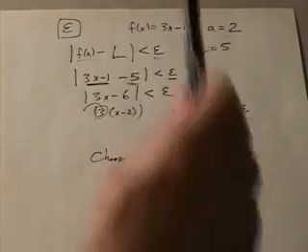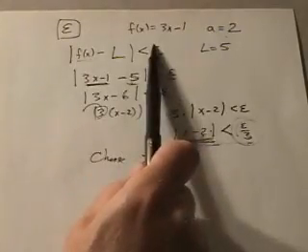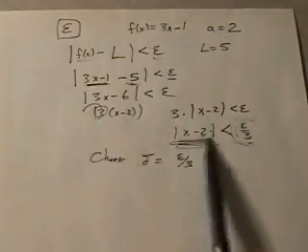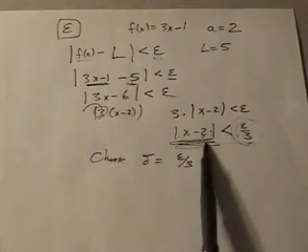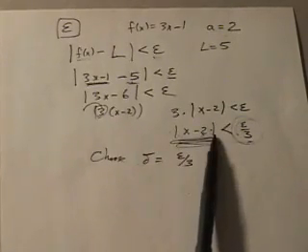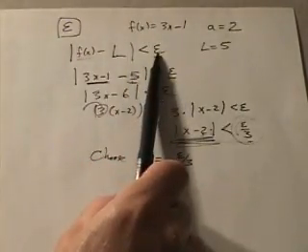So the game is, he picks epsilon, we have to make this happen. We get to control the distance from x to A. And the game is, figure out how close to A I have to make x so that the distance from f of x to L becomes less than what he wanted.